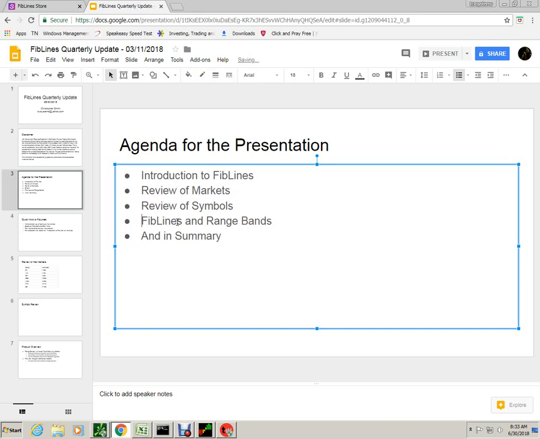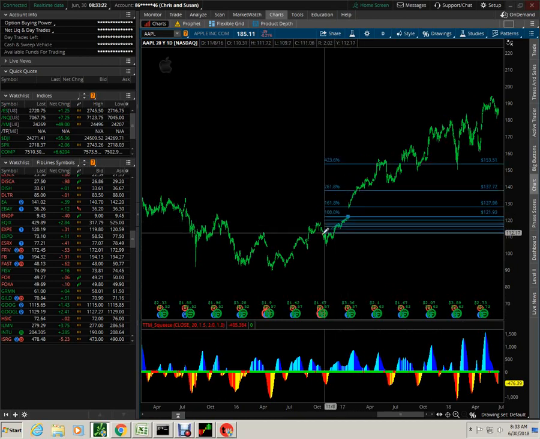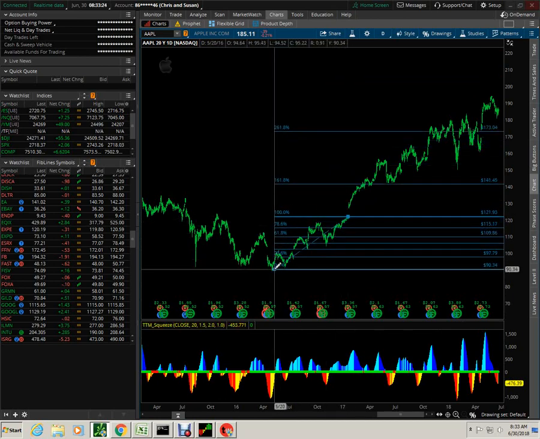So first, what is FibLines? FibLines is a technical study that you can apply to pretty much any chart, any financial product. It's based on Fibonacci retracements. This is the Thinkorswim platform. Basically, you use the Fibonacci retracements tool, look at this little percentage sign here, and you draw a line from the top to the bottom of what would be considered Elliott wave 1.